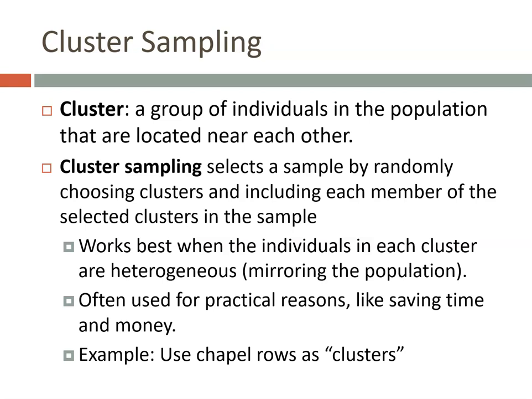It works best when the individuals are heterogeneous, meaning mirroring the population, so they're different within the groups. That's why you choose the entire group when you sample. We often use cluster sampling for practical reasons, like saving time and money. For our school, what would be a good way of picking a cluster? If you were in chapel, you could use rows as clusters. There's a variety of genders and ages that sit among the rows. So you number all of the rows, randomly choose a couple of rows, and then sample every individual in those rows.